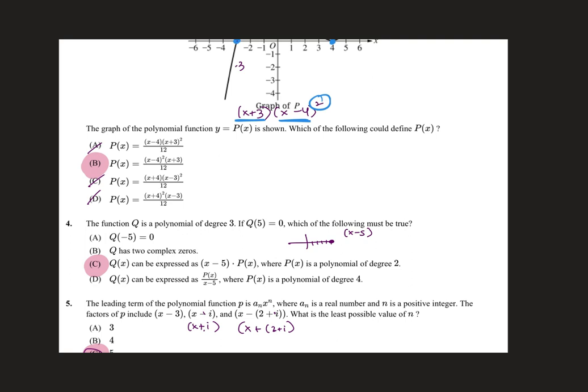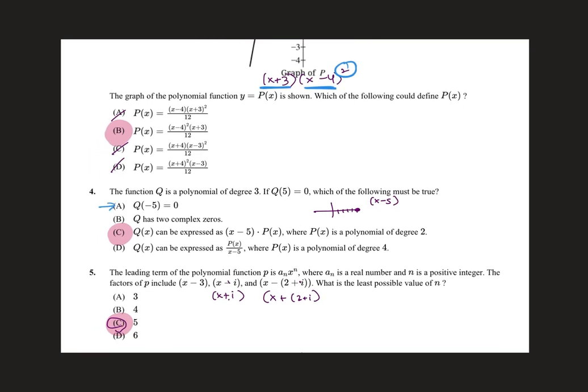Correct. All right, 4 says the function q is a polynomial of degree 3. If q of 5 equals 0, which of the following must be true? Okay. First of all, A says q of negative 5 would also be 0. That would happen if this was an even function. So if it said it was an even function, that's my right answer. B, it has 2 complex zeros. We don't know that. We know this is one of the zeros, but it doesn't say it's the only one. If it had said it was the only one, now I know the other 2 are complex, okay?